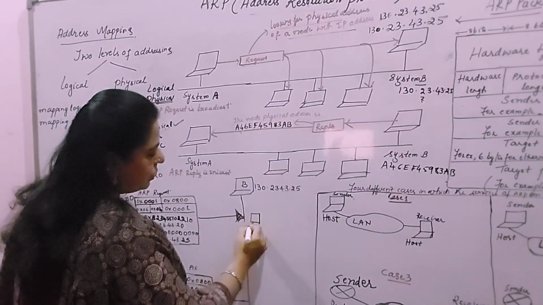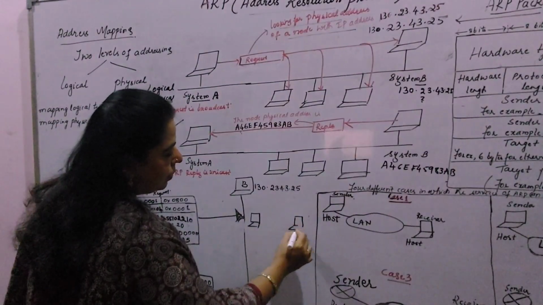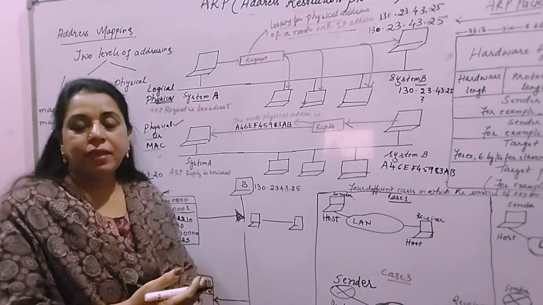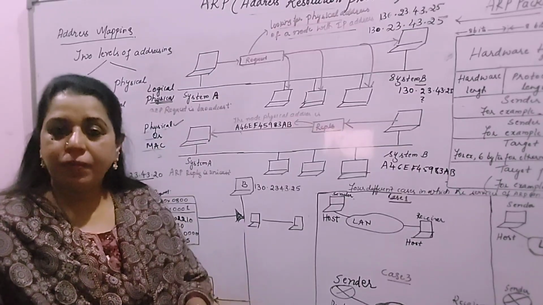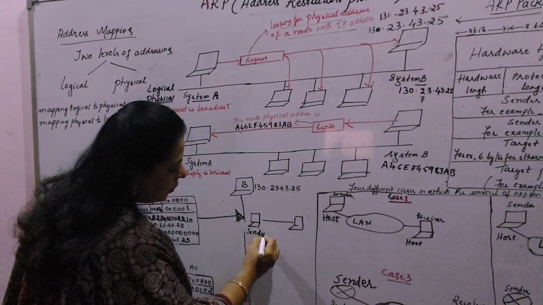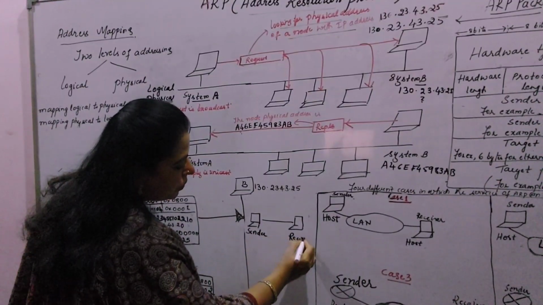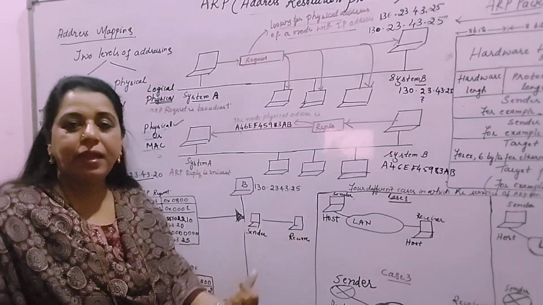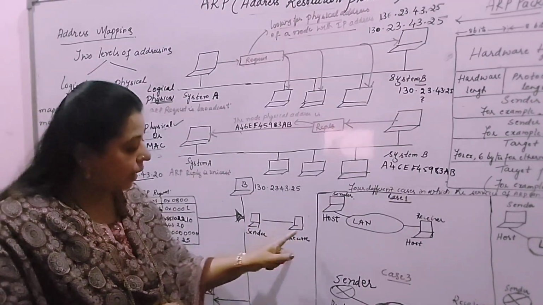See, you have two systems, one here and another here. When these two systems communicate with each other, what is needed in the packet apart from the data? The address. Suppose this is the sender and this is the receiver. The sender is sending some data to the receiver, but when it does, it needs the address of the receiver.